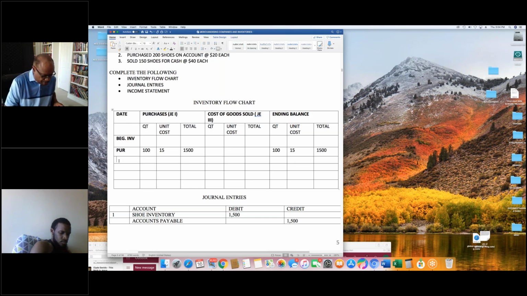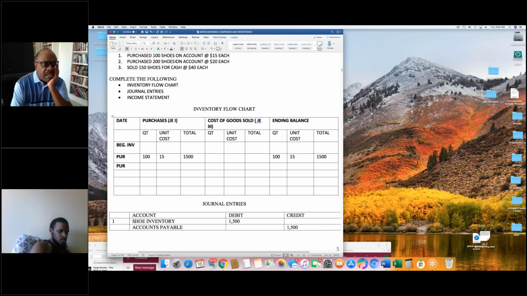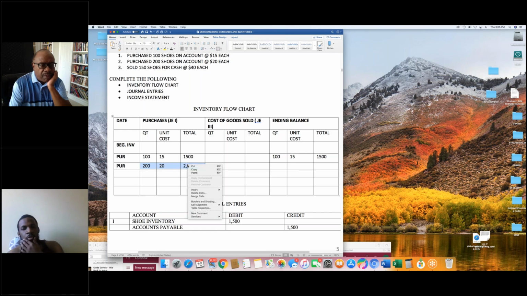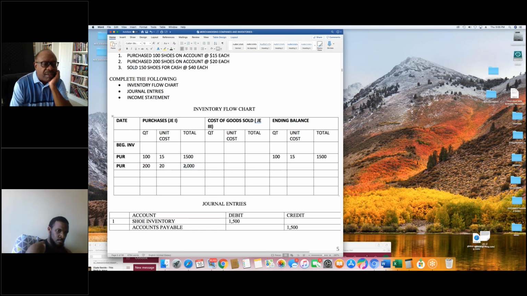Then we make another purchase. And we buy how many? We purchase 200 this time. But these cost us $20. And so that's gonna be what? 200 times 20? It's 4,000. Yes, it's 4,000. And we're gonna transfer those over.